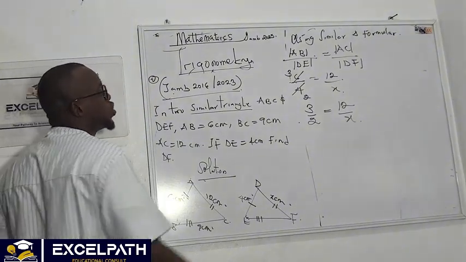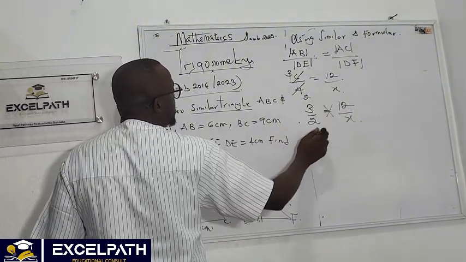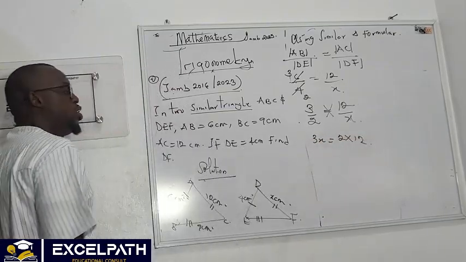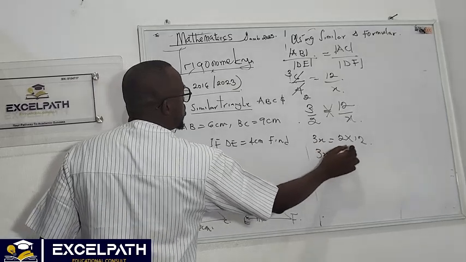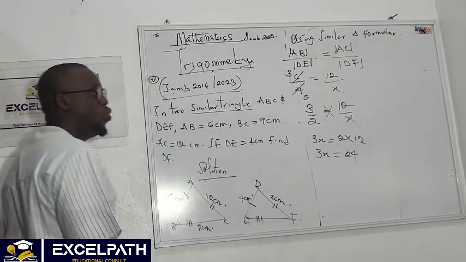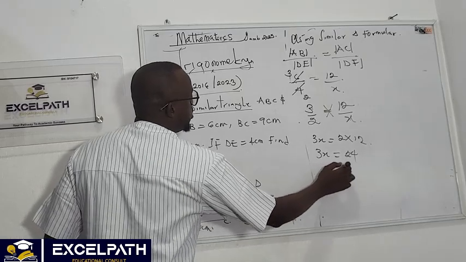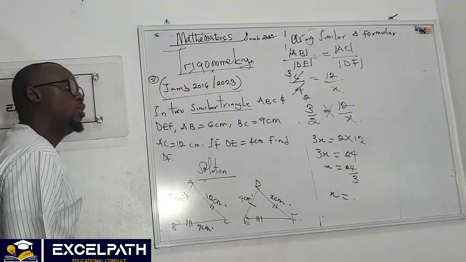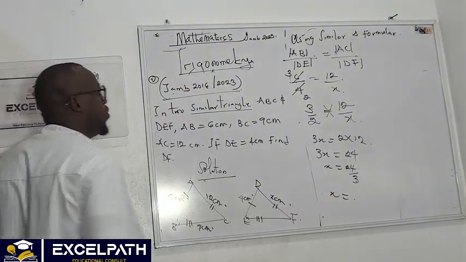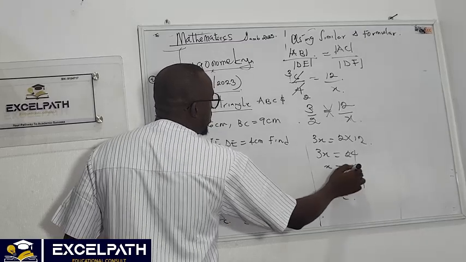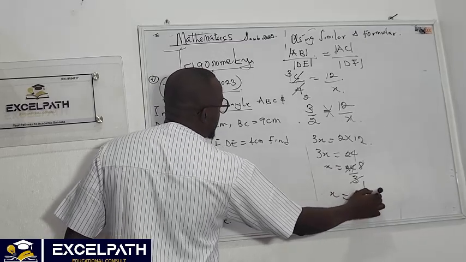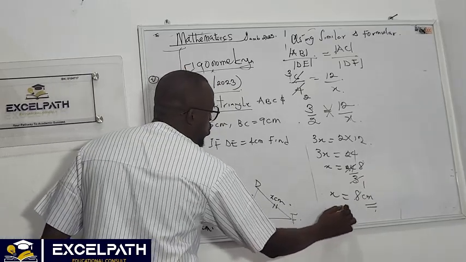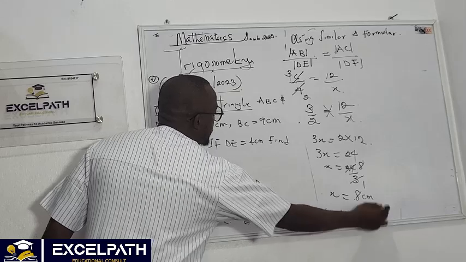What you need to do here is cross multiply. This times this, that's 3x equals 2 times 12, which is 24. Divide both sides by 3. You have 24 over 3, so x equals 24 divided by 3. Your x is 8. So the DF you are asked to look for is 8.